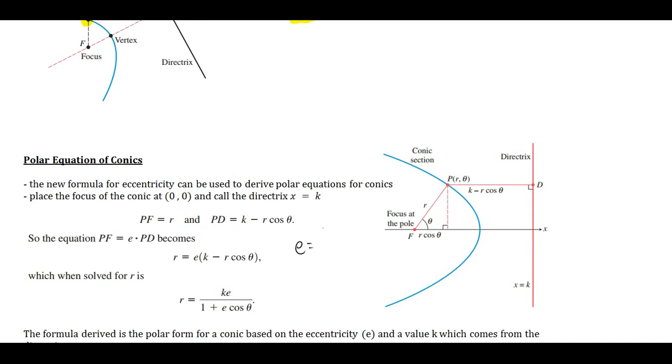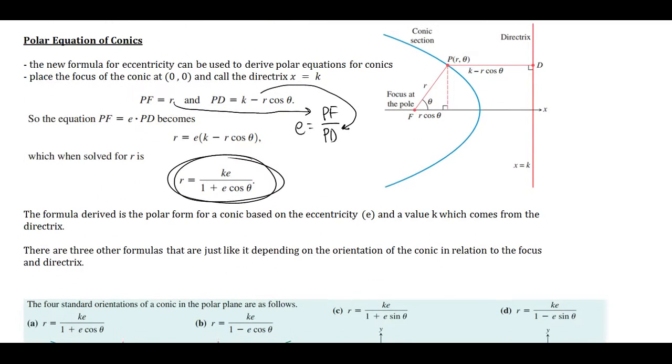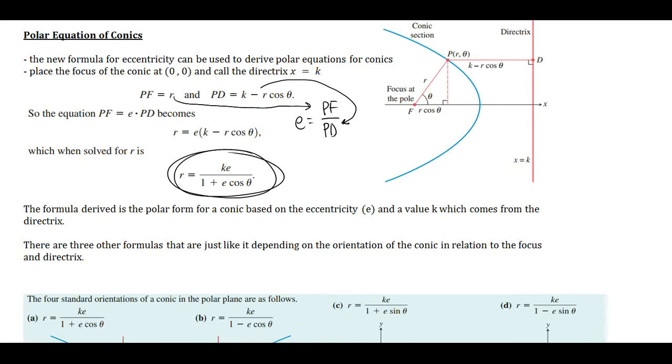So eccentricity is PF over PD. I can change PF to an r, and I can change PD to this. Now I can solve for r. It takes a little bit of work, and you end up getting this beautiful equation that is the polar form of a conic. That's it. Magic, right? So if you know the polar form of the conic, all you need is eccentricity and the K value, which is the directrix. You can then have all the equations of the conic.